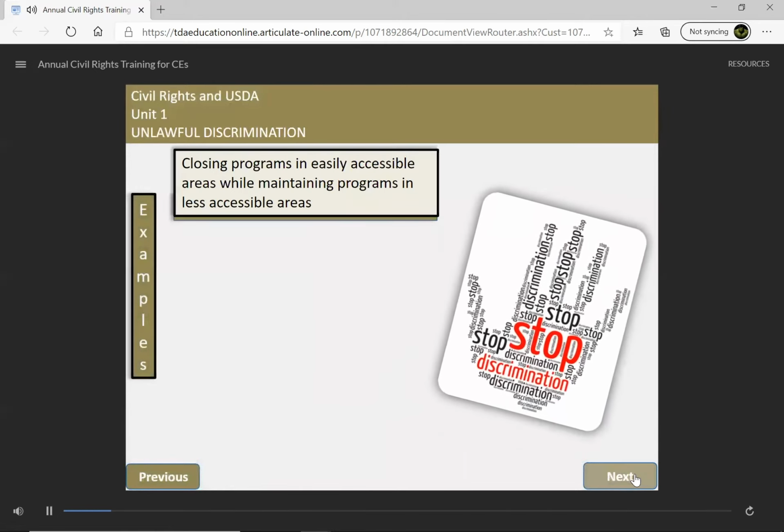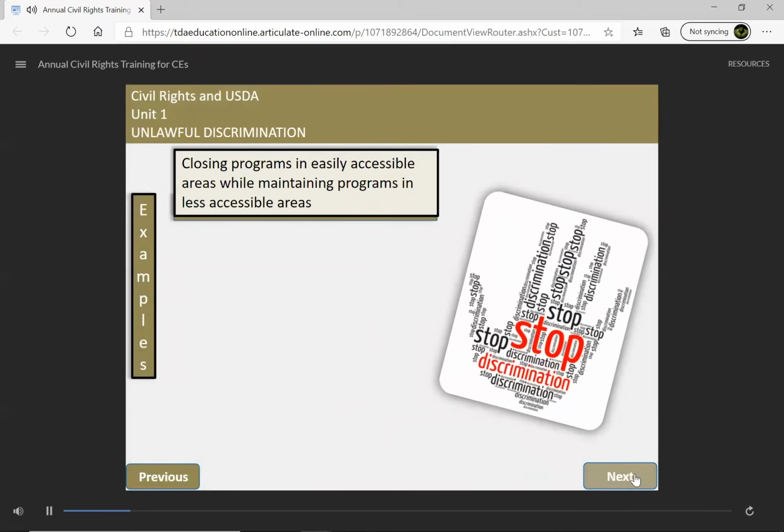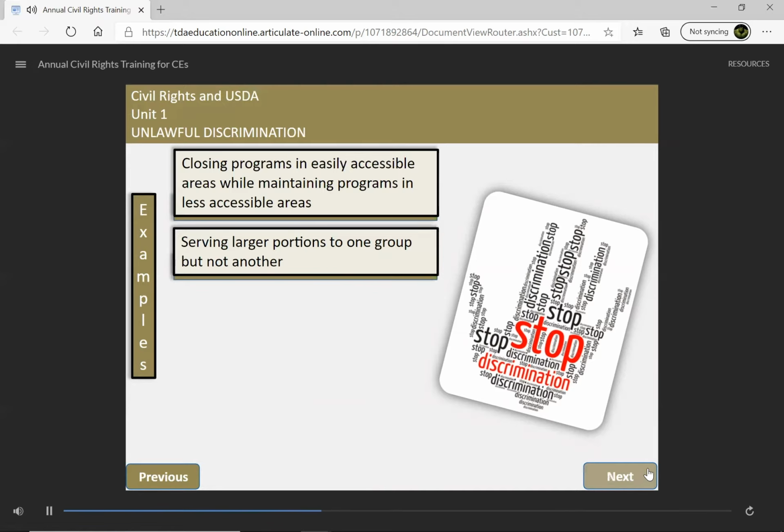Closing programs in areas easily accessible by all groups. For example, for budget reasons, it is necessary to close a service location and you choose a location that is easily accessible by all program participants while keeping a location that is not easily accessible by some program participants. This would include participants who use public transportation or live far away from the location that will stay open.